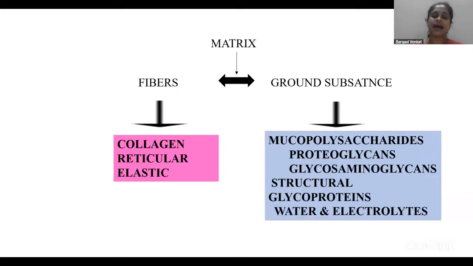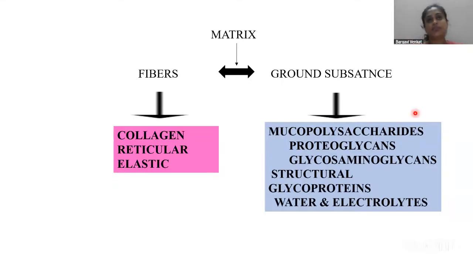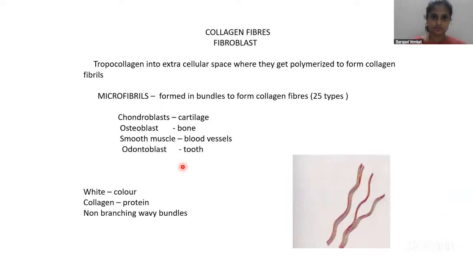So, coming on to the matrix. As I said, matrix is made of what? Ground substances and your fibers. Your ground substances are your mucopolysaccharides, like your proteoglycans and glycosaminoglycans, your structural glycoproteins, and your water and other electrolytes. So basically, they just hold all the cells which have been dispersed in the connective tissue together. And fibers generally give the structural framework. That is your collagen, reticular, and your elastic fibers.